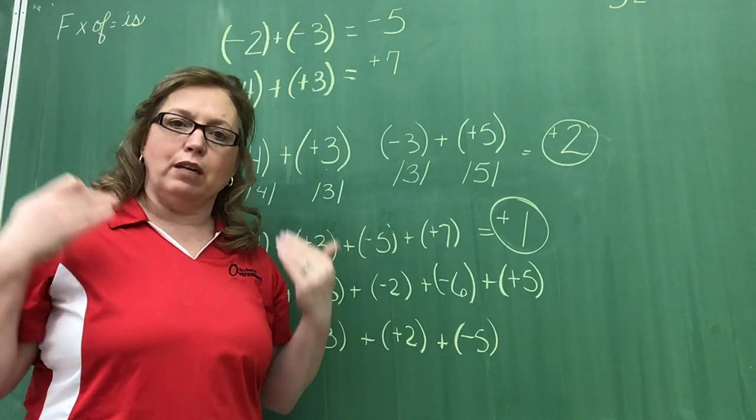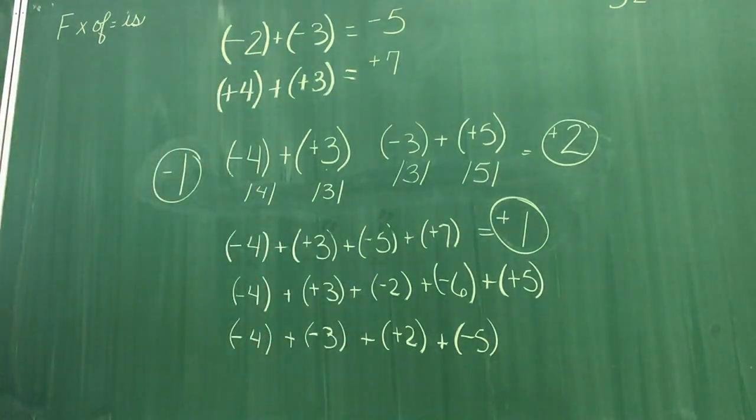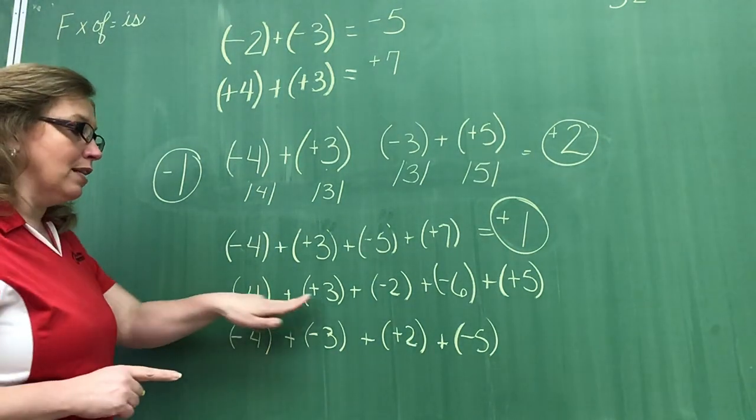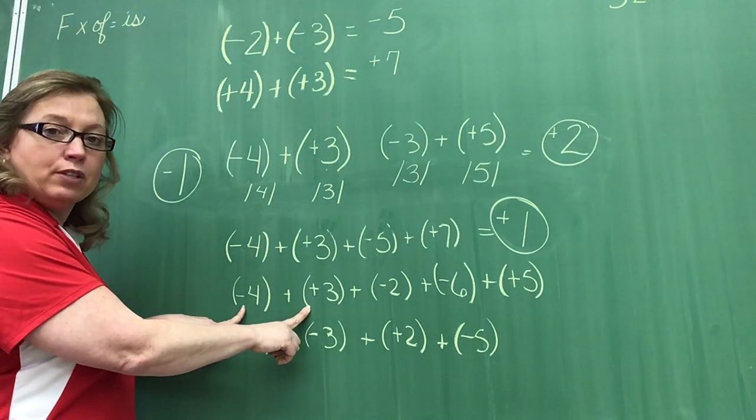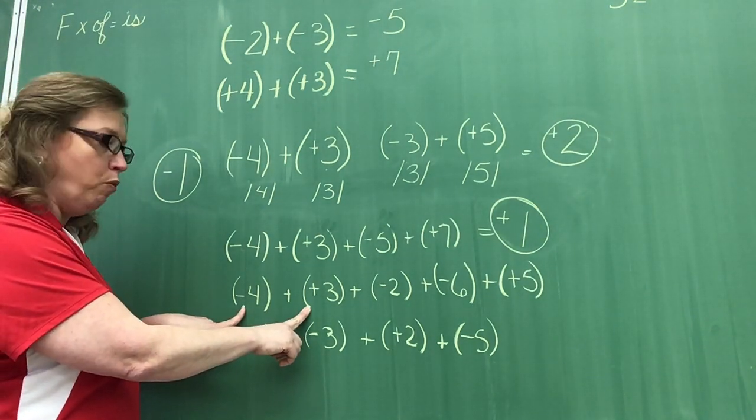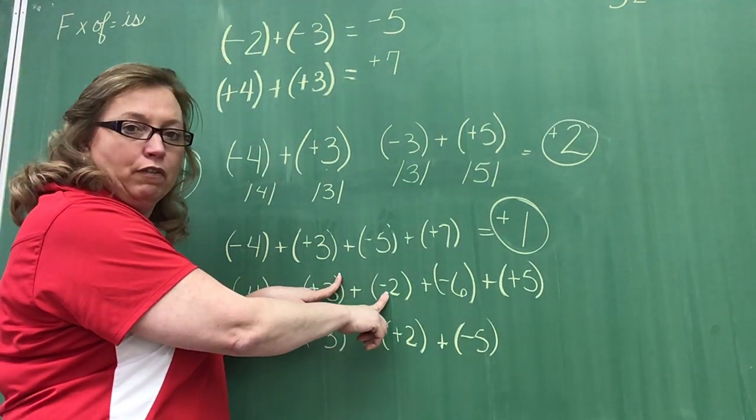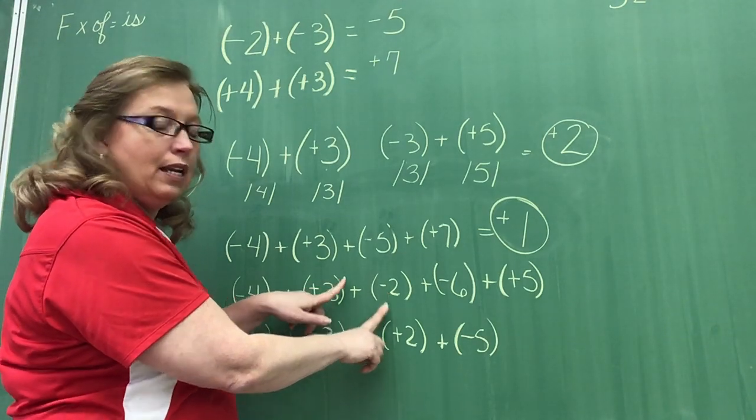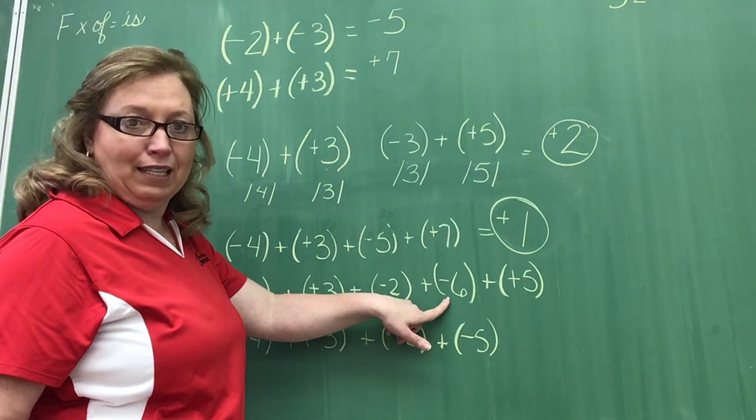All I have to do is keep track in my mind, thinking them through. Let's look at the next one. If you have -4 plus +3, the signs are different, so the answer is -1. So now we say -1 plus -2. My signs are the same. My answer is -3.